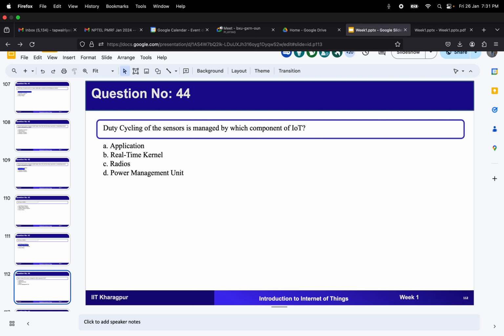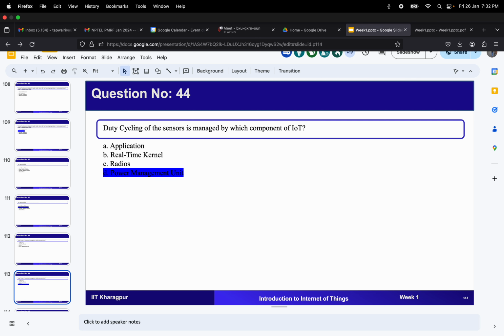Next question is, duty cycling of sensors is managed by which component of IoT? Options are application, real-time kernel, radios, power management unit. Anyone? Okay, and can anyone tell me what exactly is duty cycling? Anyone, duty cycling?